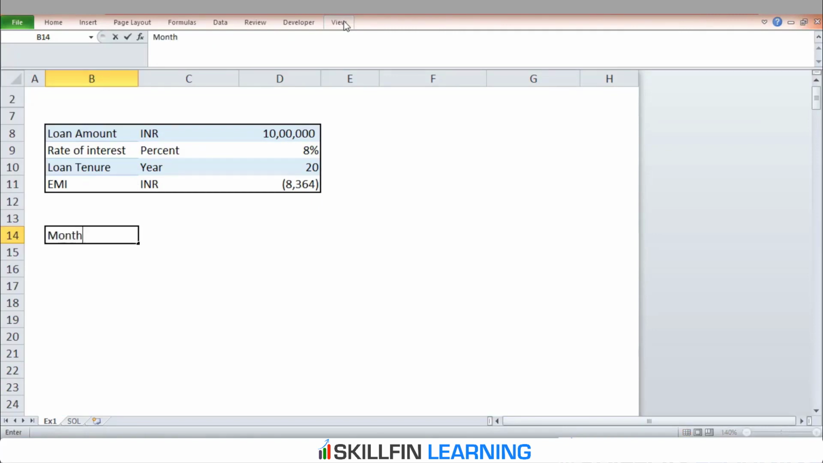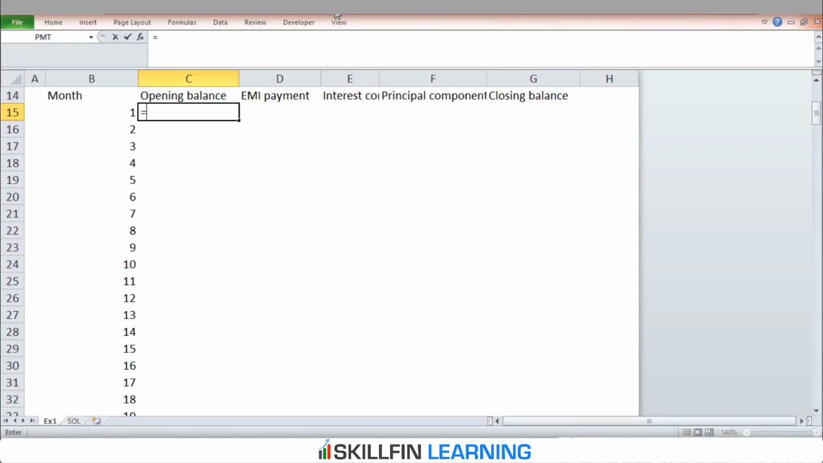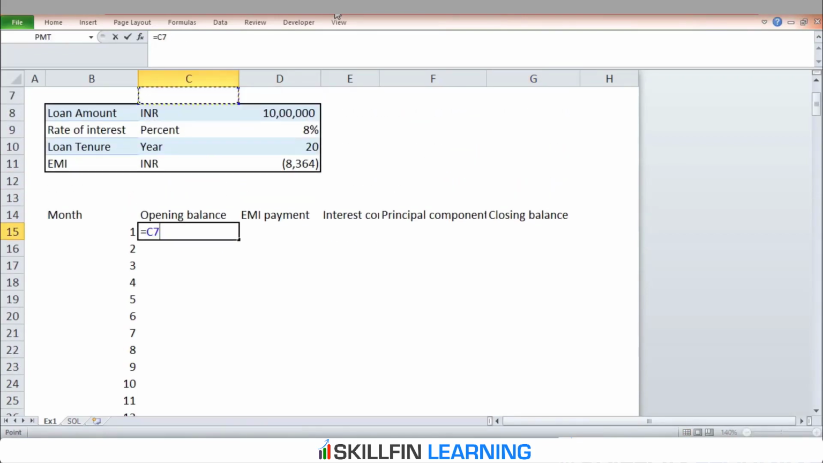So let's make the first column as month, the second column as opening balance, the third one as the EMI payment, then interest component on EMI payment, principal component, and the closing balance. The opening balance in this case is rupees 10 lakhs.